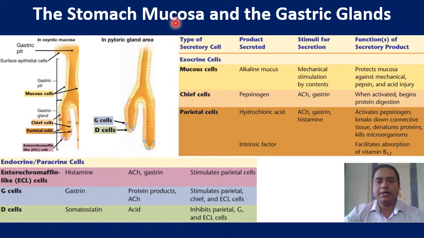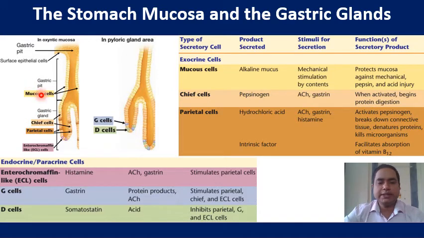Now we can summarize the stomach mucosa and the gastric glands, which are present in the oxyntic mucosa and in the pyloric gland area. So there are two types of mucosa which line the stomach, that is oxyntic mucosa and the pyloric gland area. And these oxyntic mucosa and pyloric gland area have several types of exocrine cells, and endocrine as well as paracrine cells. So in this figure and table that lists the exocrine cells, the exocrine cells consist of mucous cells, the chief cells and the parietal cells.